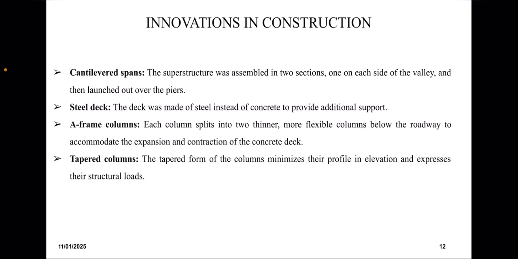The deck was made of steel instead of concrete to provide additional support. Each column splits into two thinner, more flexible columns below the roadway to accommodate the expansion and contraction of the concrete deck. The tapered form of the columns minimizes their profile in elevation and expresses their structural load.